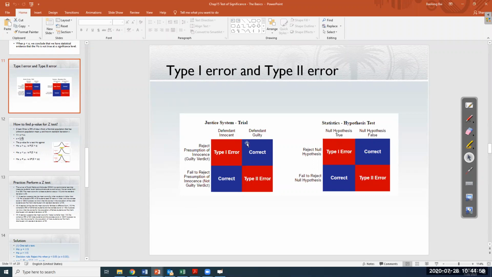The defendant could be guilty or innocent, depending on whether the defendant committed a crime or not. So it could be innocent in nature, or it could be guilty in nature. That translates to our null hypothesis and alternative hypothesis. The null hypothesis could be true in nature, a true statement, or it could be false, right? But we are going to make a decision about whether it is true or false based on the sample we collected. It's just like in the trial process. The judge will make a decision based on the evidence being collected. The evidence is just like our sample. The sample is our evidence, right?